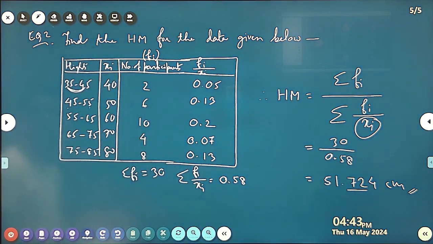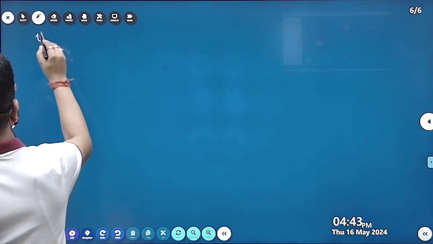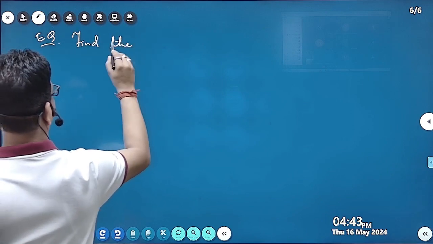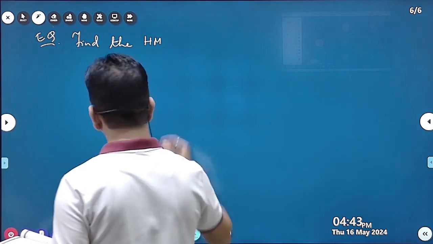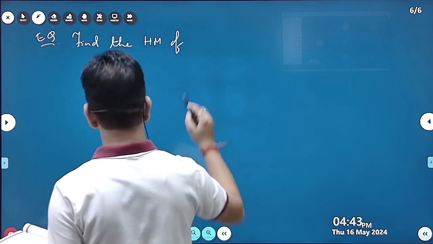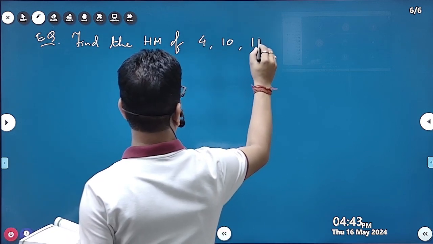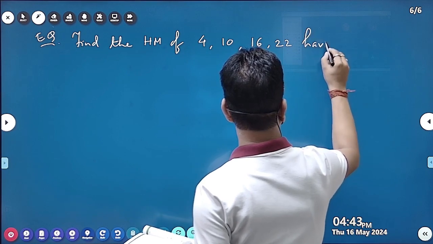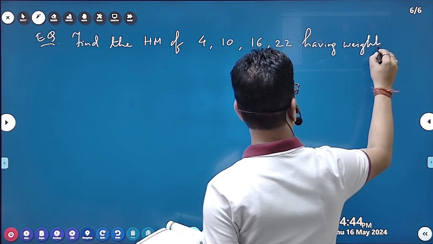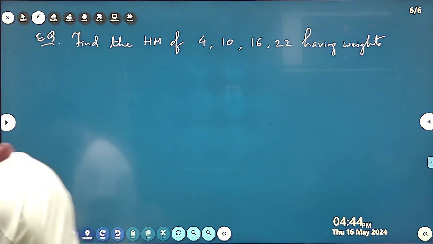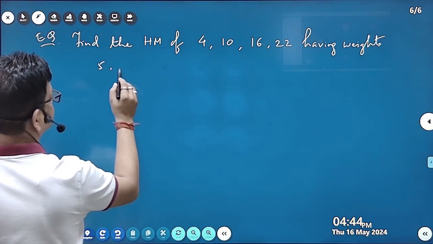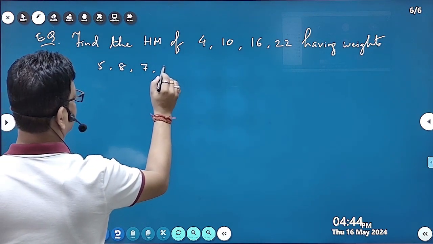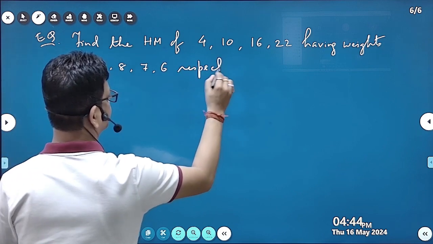Alright, so write one more question. Extra question, suppose, now weighted one. What is weighted one, I'll tell you. Find the HM of, in the book there is a similar question, so I just write a similar example, 4, 10, suppose 16, and suppose 22. Having weights, suppose 5, 8, 7, and suppose 6 respectively.